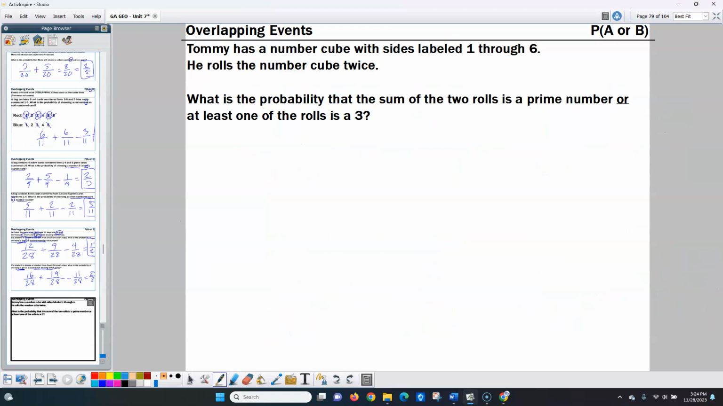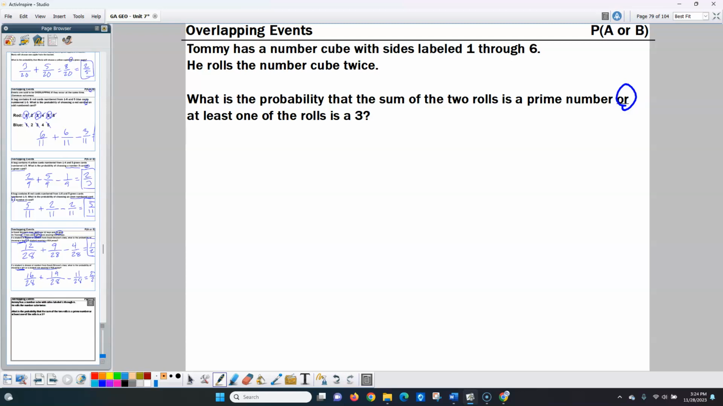Next. Make sure you write small on this one. Tommy has a number cube with sides labeled 1 through 6. He rolls the number cube twice. What's the probability that the sum of the 2 rolls is a prime number or means add? At least one of the rolls is a 3.